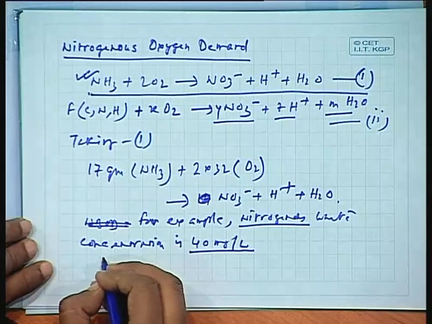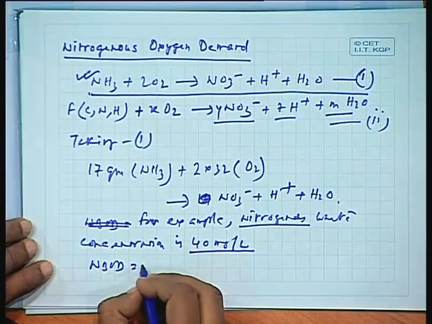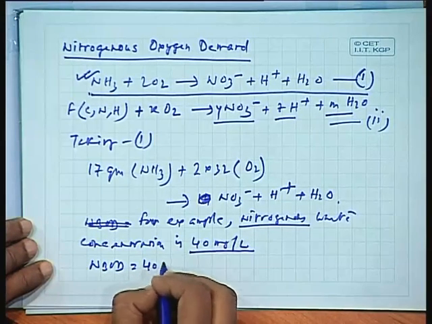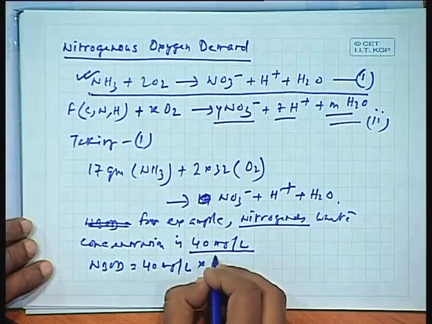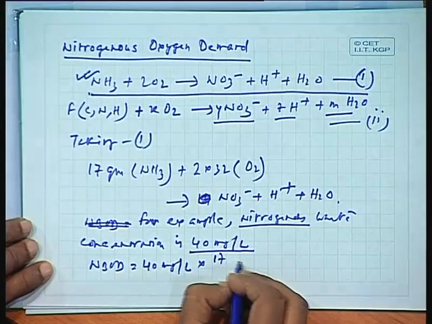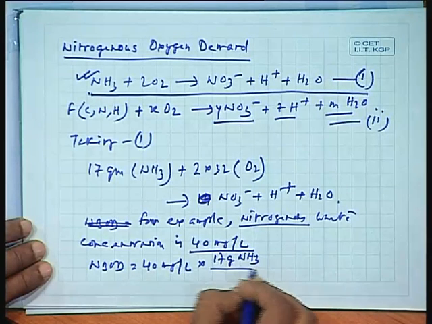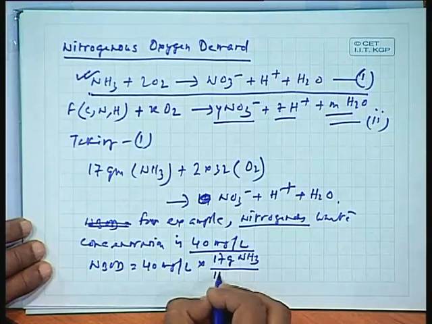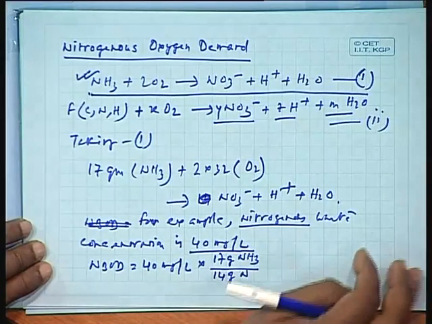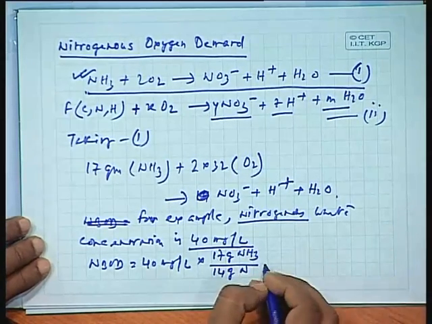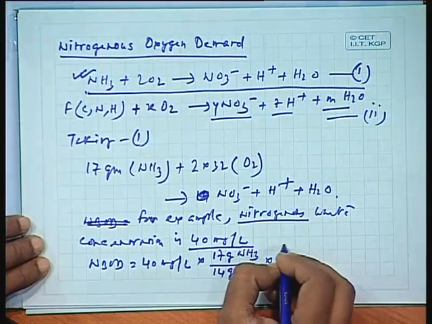If it is 40 milligrams per liter, NBOD can be found out as 40 milligram per liter multiplied by 17 gram, for every 17 gram of NH3 that would be formed from this 14 gram of nitrogen, multiplied by 64.